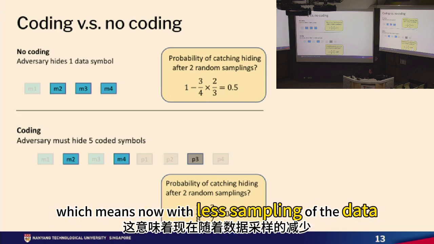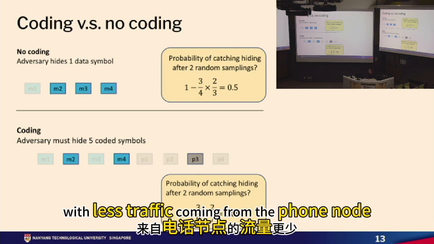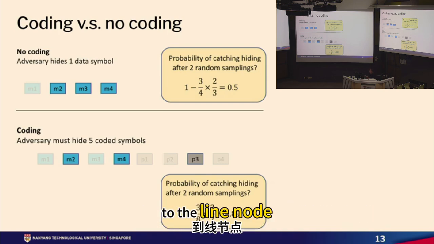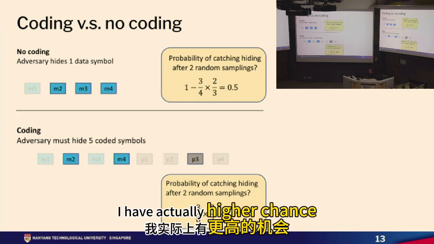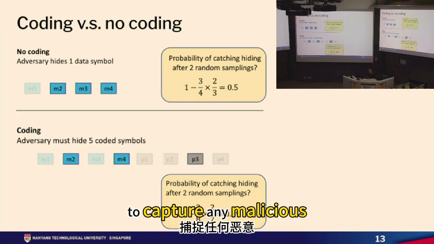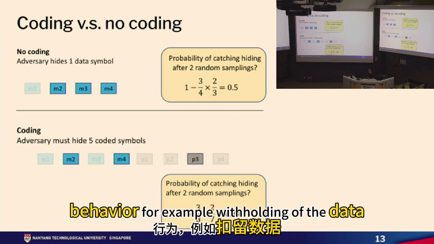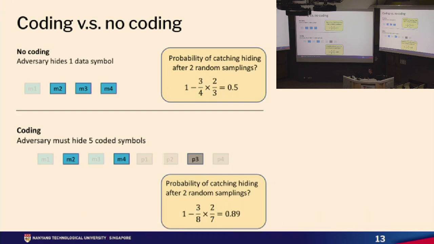Which means now with less sampling of the data, with less traffic coming from the full node to the light node, I actually have a higher chance to capture any malicious behavior, for example, withholding of the data.